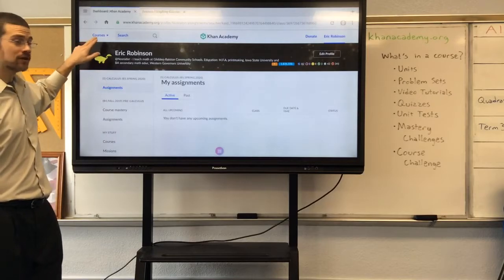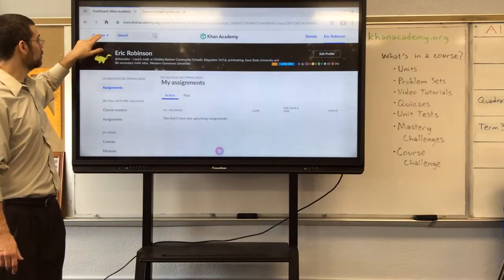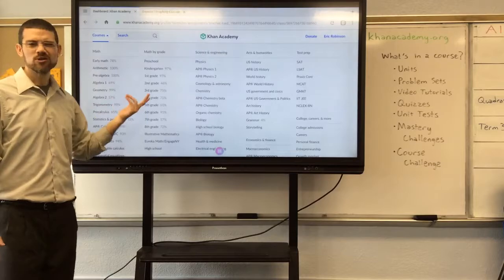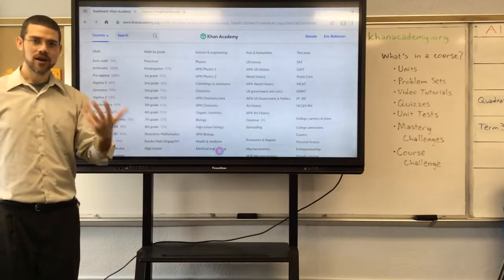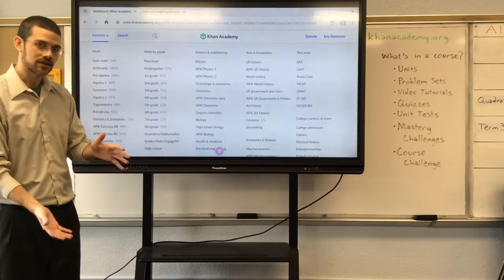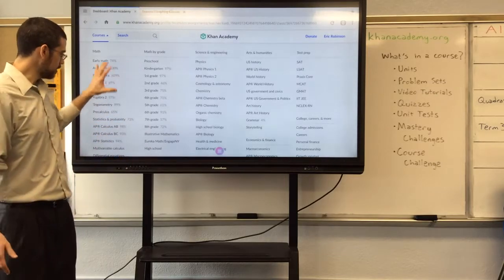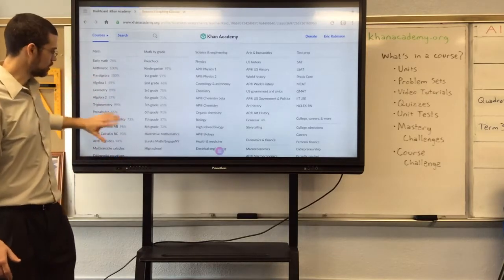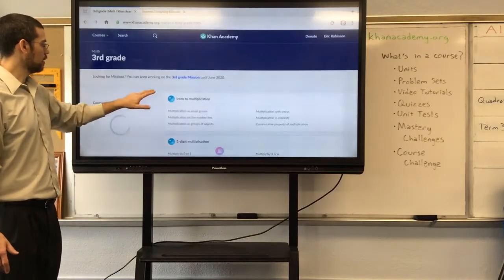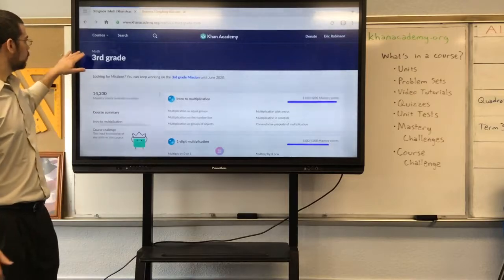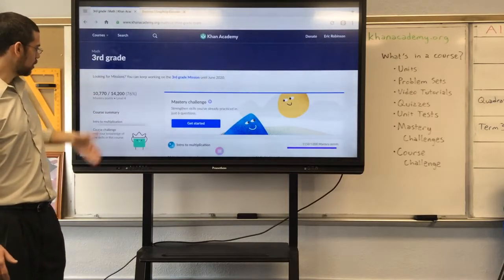So in the top left is your courses drop-down menu. Click that. We're going to use third grade just as an example. There's the same type of content organized in the same kind of way in each of these grade levels or courses that you can take. So here's third grade. You click on that. It pulls up Math Third Grade. That tells you where you're at.